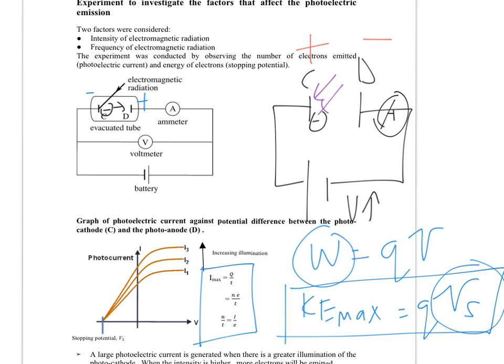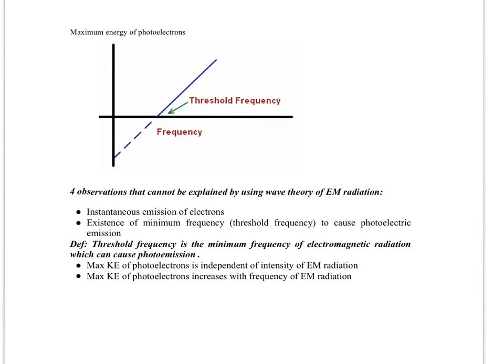So later on, scientists found out there's only one factor that affects the maximum Ke of the electrons, which is our next slide. So they realized that the only factor that affects the maximum energy of the photoelectrons is the frequency. So you're actually plotting versus frequency. So the higher the frequency of EM radiation, the higher your maximum Ke, but provided you start from the threshold. So at the threshold frequency, it will start to emit electrons.